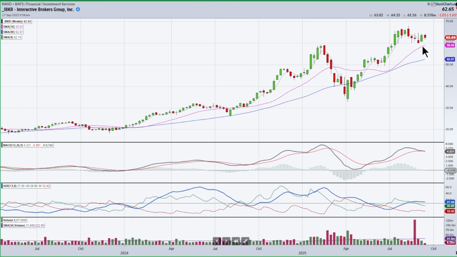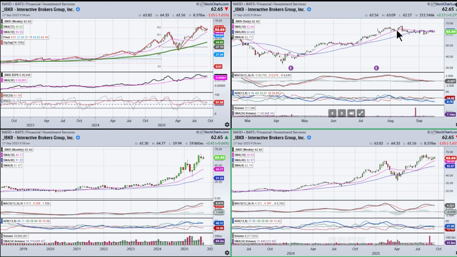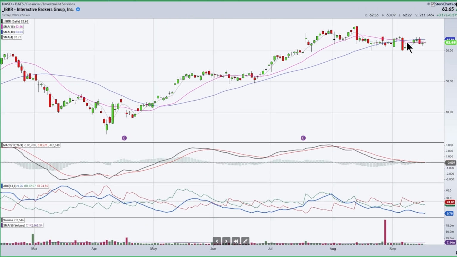All right, so we've worked our way back towards the 18-week line, and look at what's happened on this time frame. The 18 has crossed down below the 40, all right? Now, the 40 is still rising, and I like to see that. We want to see kind of a rising 40 throughout.